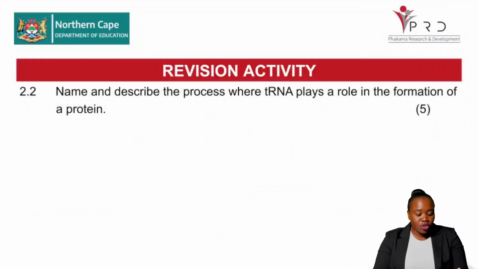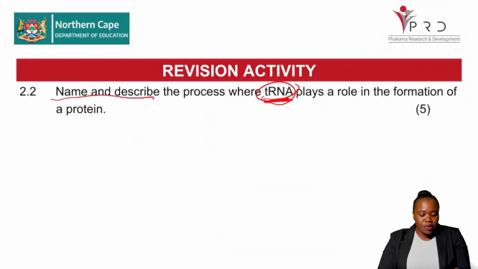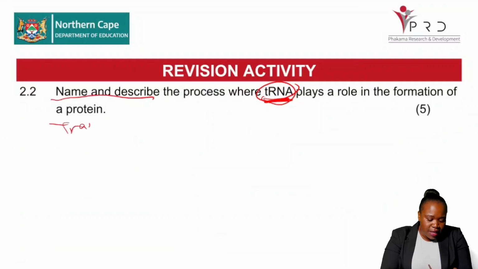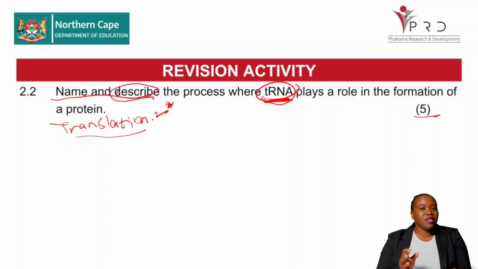Now let's have a look at question 2.2. It says, name and describe the process where tRNA plays a role in the formation of a protein. When we talk about tRNA, we are talking about translation. The question says, name and describe the process. It means that the first thing that you're going to say is translation, and then you're going to get a mark for that. This is a compulsory mark because the question said name and describe, meaning out of 5, 1 mark already is going towards the naming. 4 marks is for the description. If you describe without naming, you lose that 1 mark for naming.